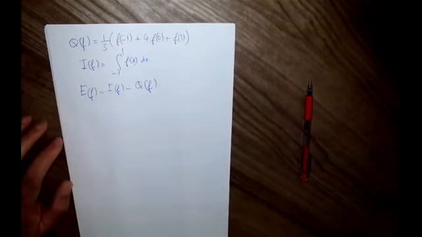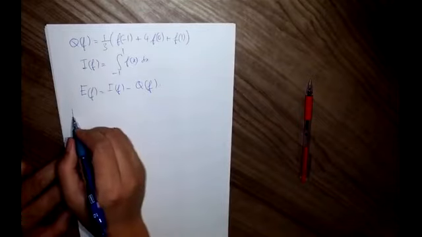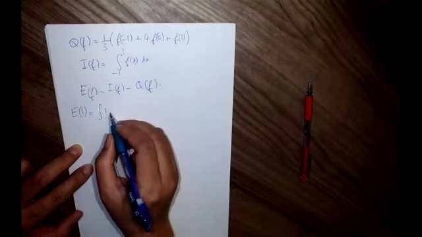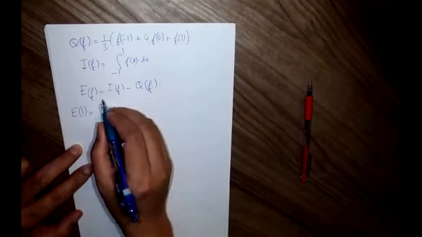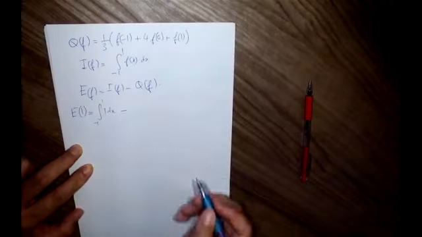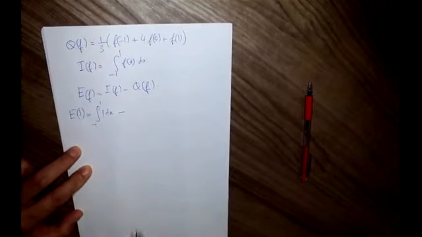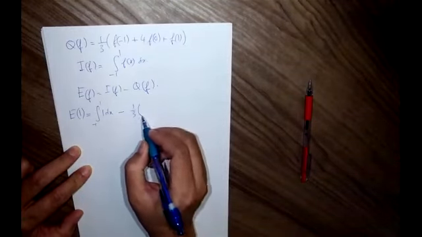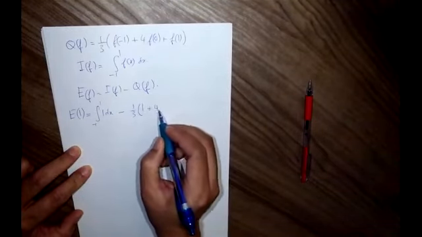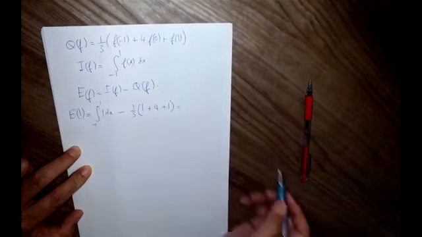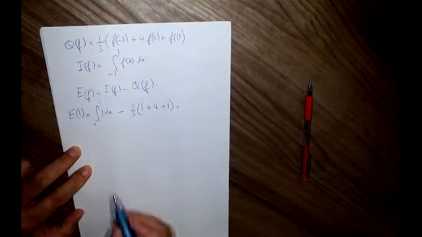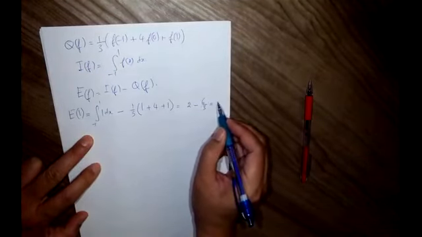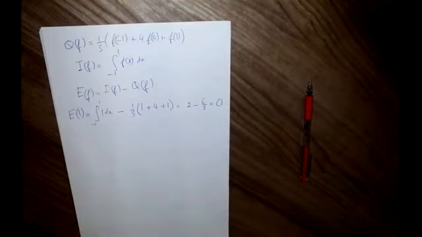Okay? And now you have to put in E1. So E1 will be the integral from minus 1 to 1, minus the quadrature of f. So now you apply the function 1 here. So you have one third times (1 plus 4 times 1 plus 1). Okay? So this one gives you 2 minus 6 over 3, which is just 2 minus 2, equals 0.